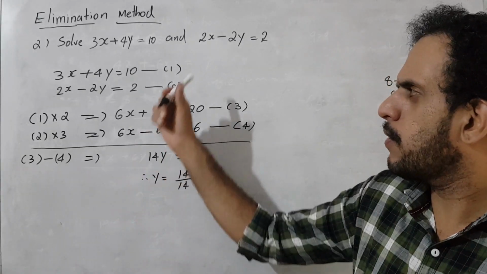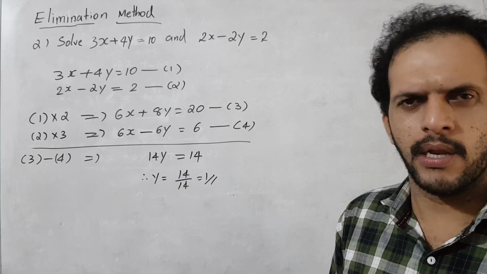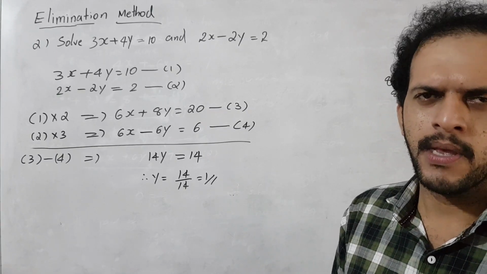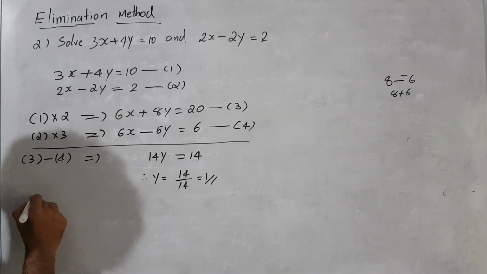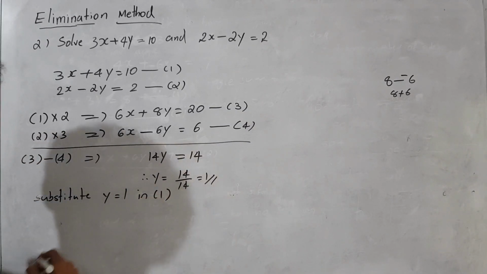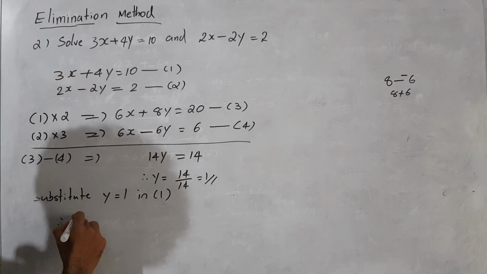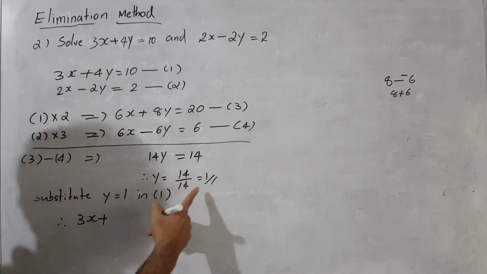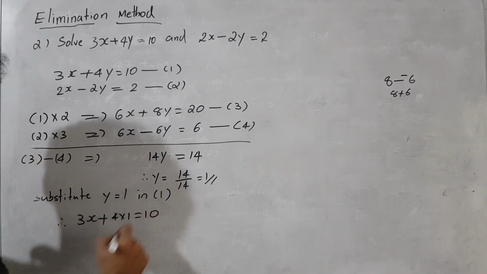Okay? But I am substituting in equation 1. We can substitute in 1, 2, 3 or 4, whichever we like. I am substituting in equation 1. The next one, substitute y is equal to 1 in equation 1. Therefore, what is equation 1? 3x plus 4y. 4y means 4 into 1, is equal to 10.